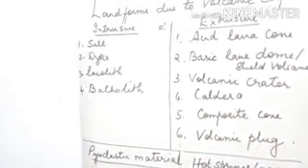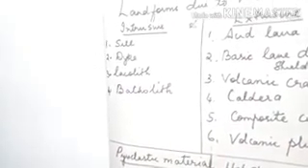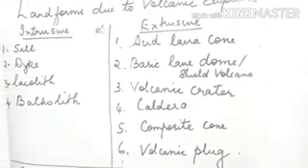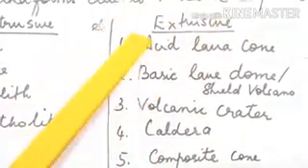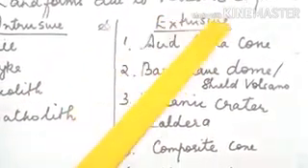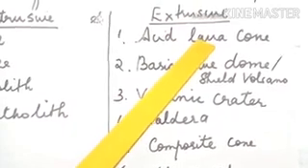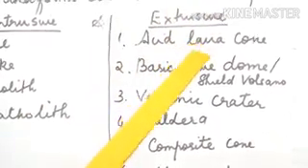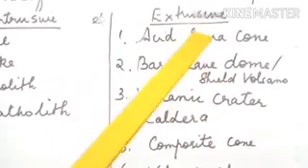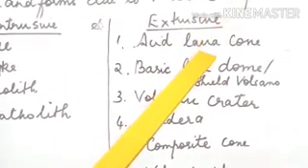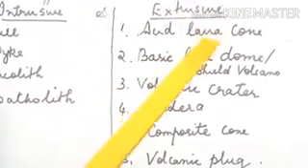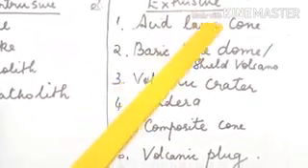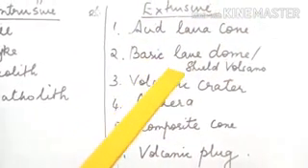Now let me explain acid lava cone. If the magma contains a greater percentage of silica, it becomes stickier and gets accumulated near the volcanic vent, thus forming an acid lava cone.